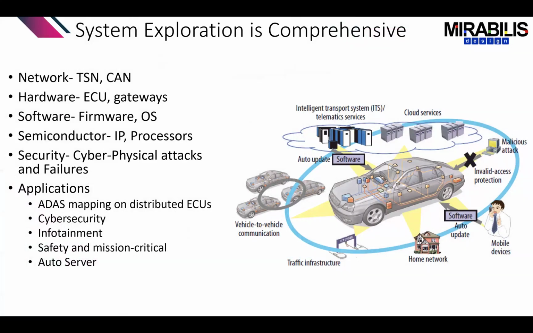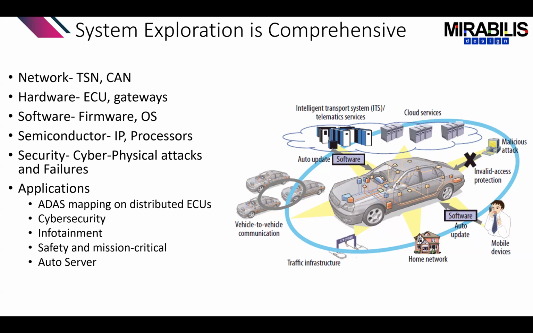The automotive system is a fairly complex architecture, and it's fairly comprehensive as well. You have the network, which can be TSN, CANs, your hardware gateways and ECUs, you have software, semiconductor, and of course, the big thing today is security, all kinds of cyber physical attacks and failures. A number of new applications are coming down the road, which needs a variety of support.